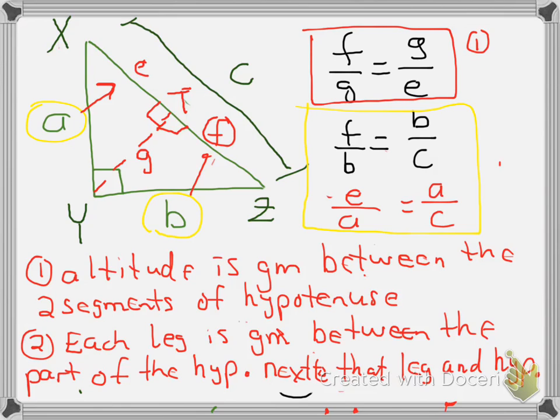We can use these two rules then to solve problems involving pictures that look like triangle XYZ with the altitude YT drawn to the hypotenuse. In the next video, we'll show you how to apply those rules, but these are the two rules that you need to know.